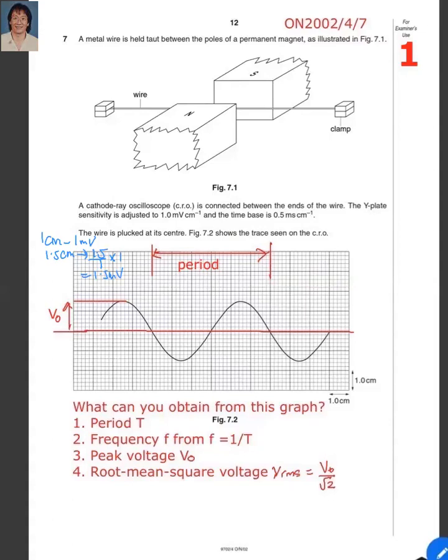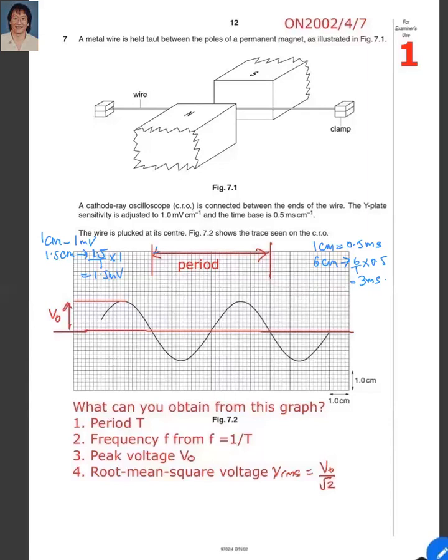And then horizontally, this is a period. It covers 6 centimeter. We know that 1 centimeter represents 0.5 millisecond. So 6 centimeter will represent 6 over 1 times 0.5. This will give you 3 milliseconds. So we know the period is 3 milliseconds.